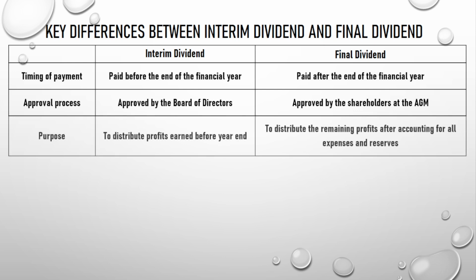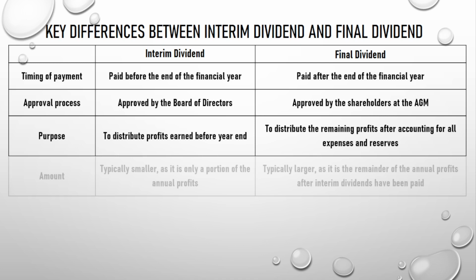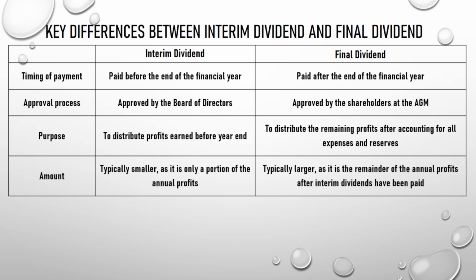The interim dividends are typically paid to provide the shareholders with a return on the investment while they are waiting for the final results, while the final dividends are paid as a reward for the remaining shareholders through the end of the financial year. Interim dividends are usually smaller than the final dividends as they are paid out before the company's financial results are known.